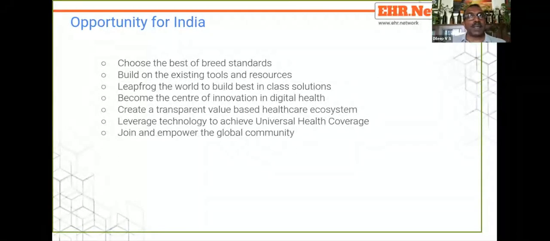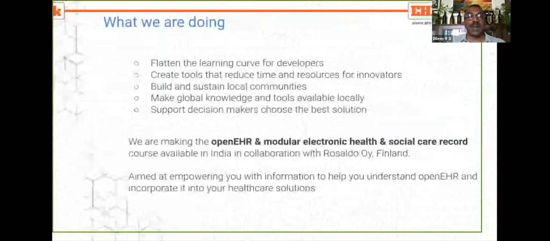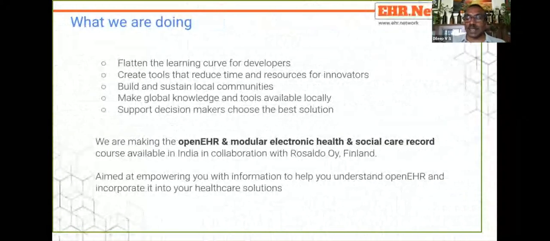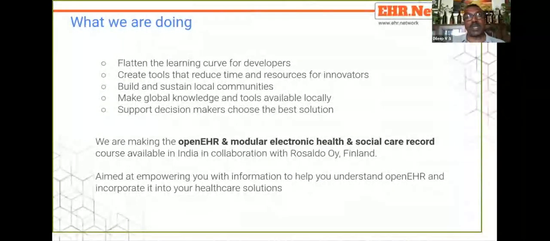We can also help the country leverage technology to achieve universal health coverage, for which we have a mandate with the United Nations to achieve by 2030. And then we can also join and empower the global community with all the learnings and knowledge that we have come out with. So we are on the cusp of a great opportunity here. It all depends upon how we, as a country and as a community, take this forward.